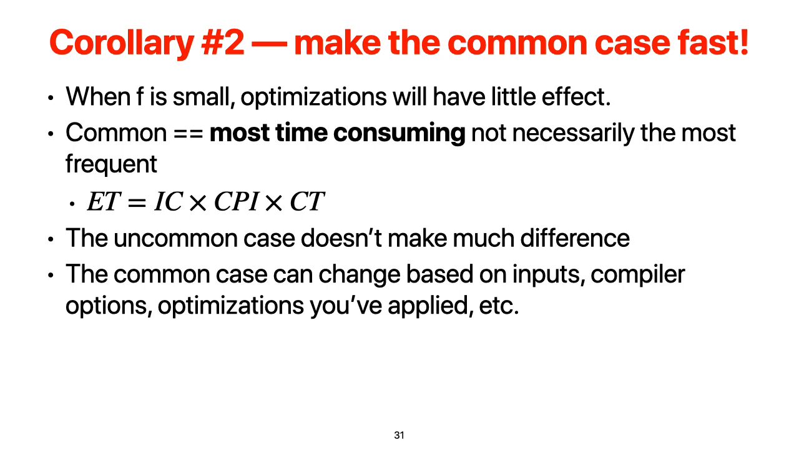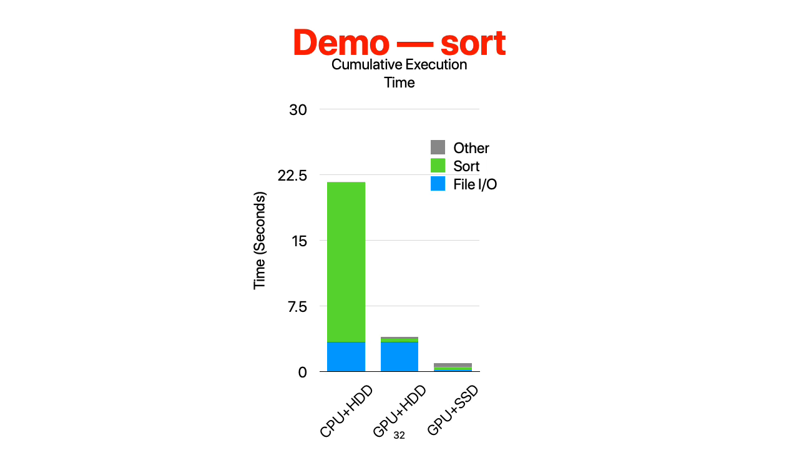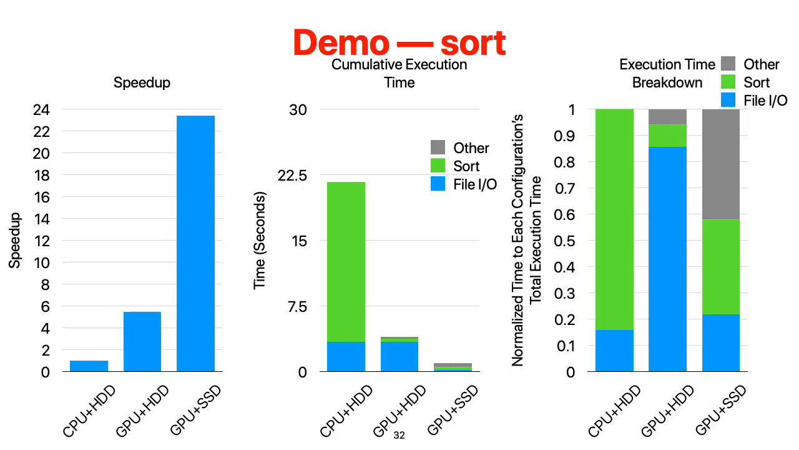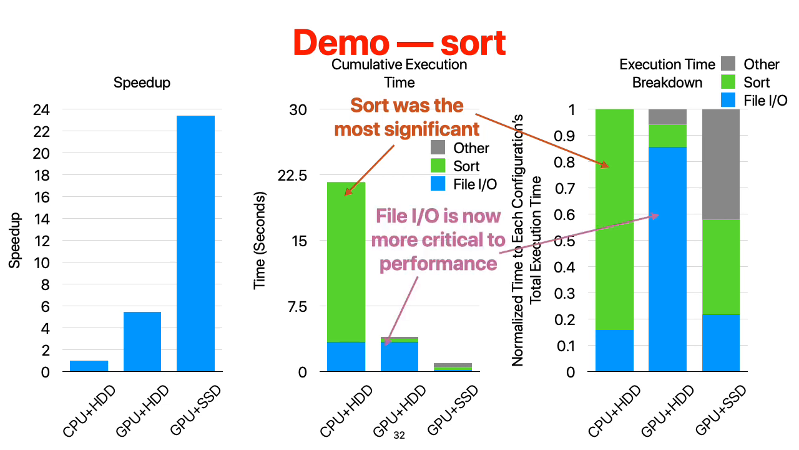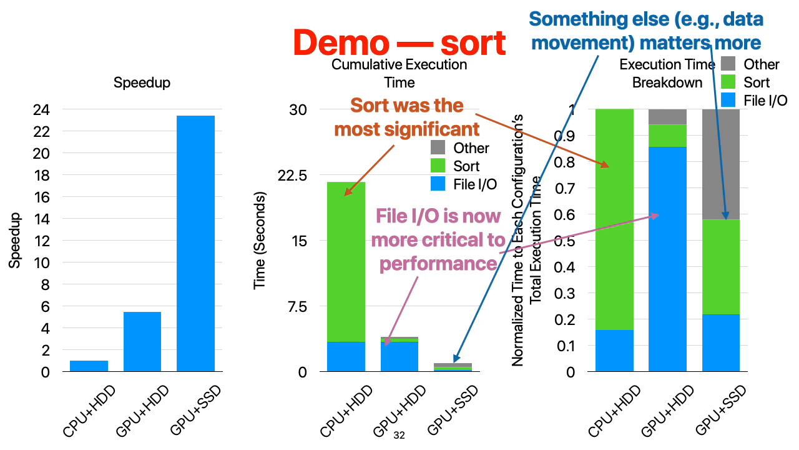Another thing you should learn from this is that if we keep optimizing the most common part, the most common part could change. In one of our earliest class examples, the baseline program sorts on the CPU and stores data on a hard disk drive, so with the CPU, sorting would probably be the most time consuming part. If you replace the sorting with a GPU version, then sorting becomes less significant than the I/O. But again, if you replace the I/O with a faster device, then the sorting or even something else will become the most significant part of your program.